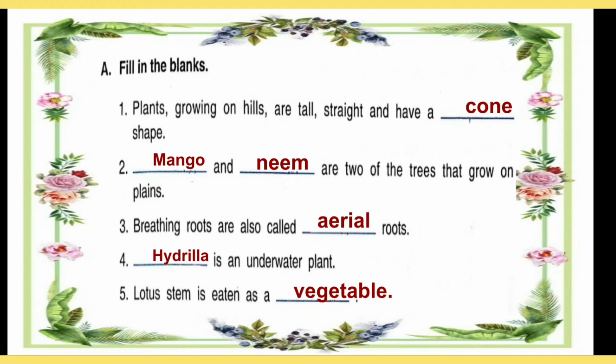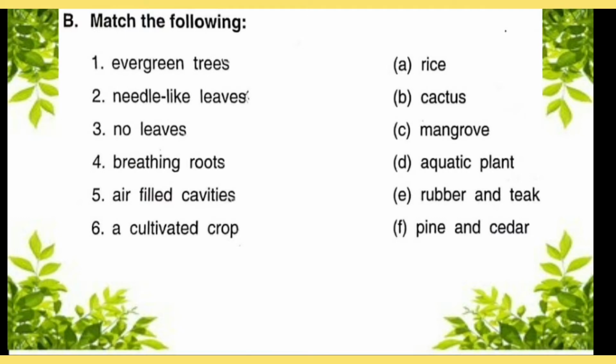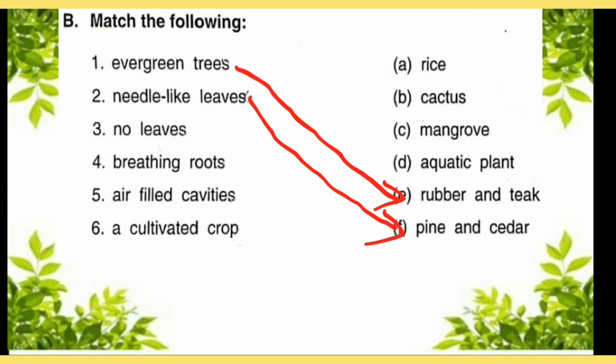B part, match the following. First is evergreen trees. So evergreen trees are found in hot and wet regions and their examples are rubber and tea. Needle like leaves. So needle like leaves are of pine and cedar. After that, no leaves. It's about cactus. Breathing roots, as in chapter number 2 we already know this, mangrove.